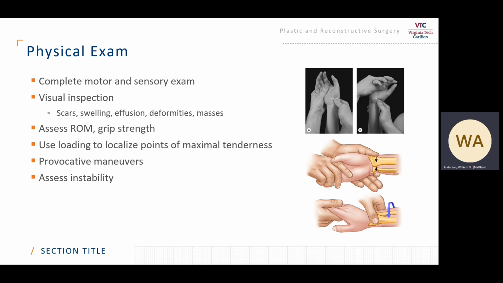Various provocative maneuvers are available and have been described for different locations of suspected arthritis. And it is important to assess instability of any wrist joints. This is particularly important for the scaphoid and the DRUJ.